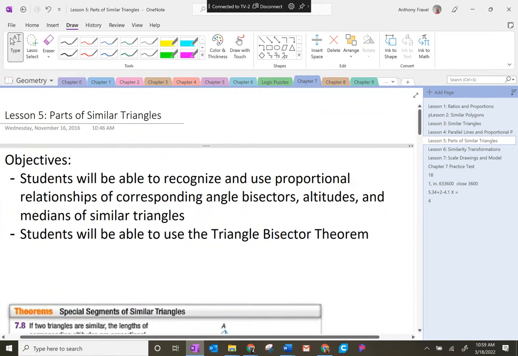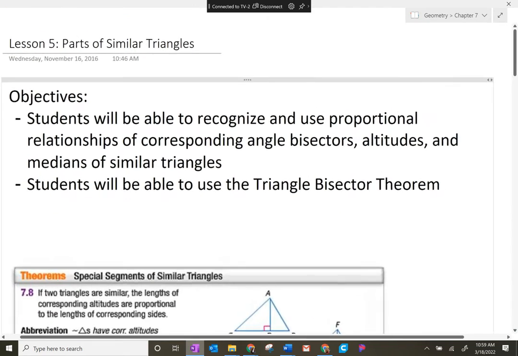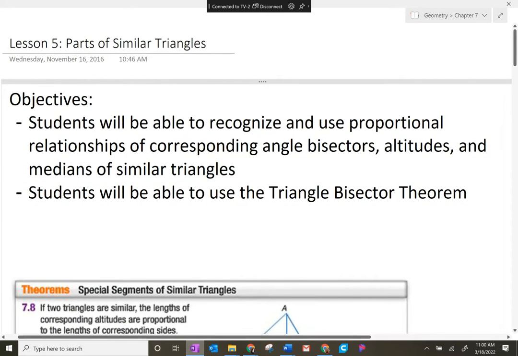Awesome. So lesson 5, this one is going to be parts of similar triangles. I'll let you write some notes down and then I will discuss it.